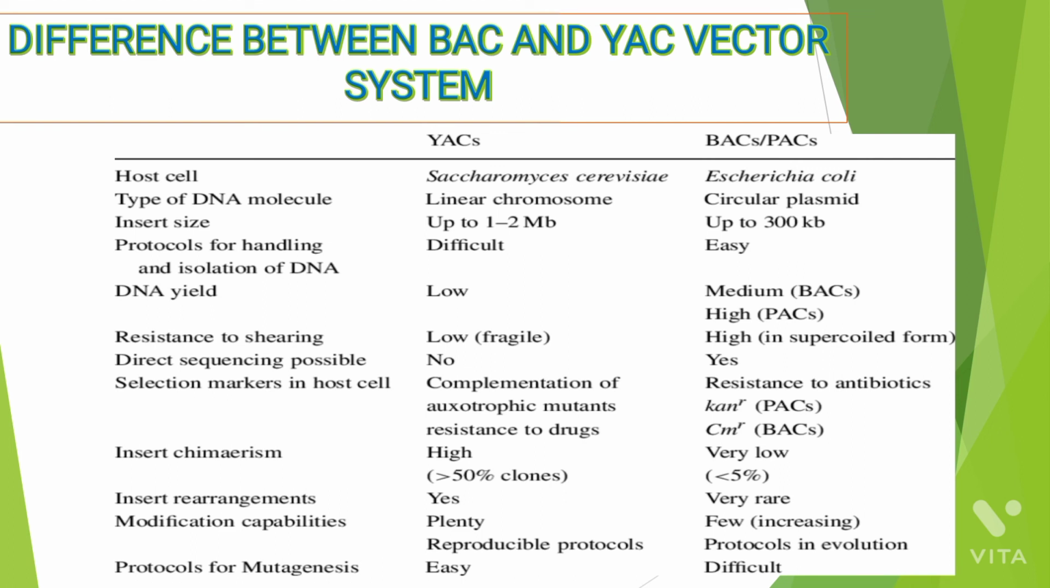Selection markers in host cell: in YAC, complementation of auxotrophic mutant and resistance to drug; in BAC, resistance to antibiotics such as kanamycin or chloramphenicol. Insert chimerism is high in YAC and low in BAC. Insert rearrangement is possible in YAC, and very rarely, or not, possible in BAC. Modification capabilities: in YAC there are plenty of reproducible protocols, and in BAC few protocols are in evolution. Protocols for mutagenesis are easy in YAC and difficult in BAC.